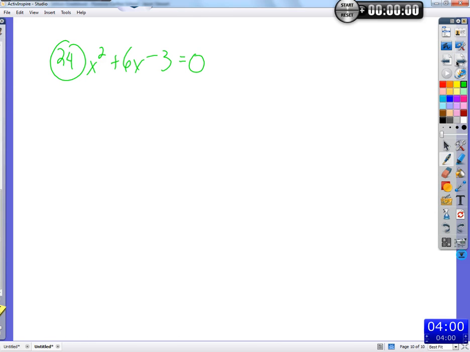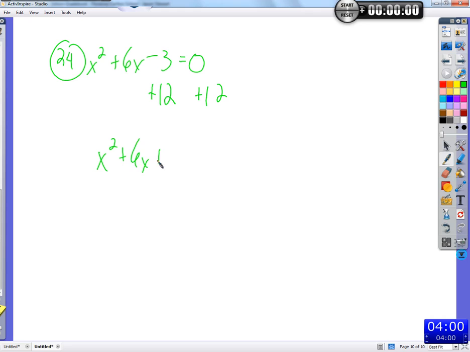Minus 3 is not what we need. So let's start out by figuring out what number that should be. What do we need it to be? Not negative 3, but what? Not 6 times 6, but half of 6 times half of 6. 9. How can we turn this negative 3 into a 9? Add 12. Add 12 to 0. Just got to do the same thing to both sides. As long as we do that, everything's okay.